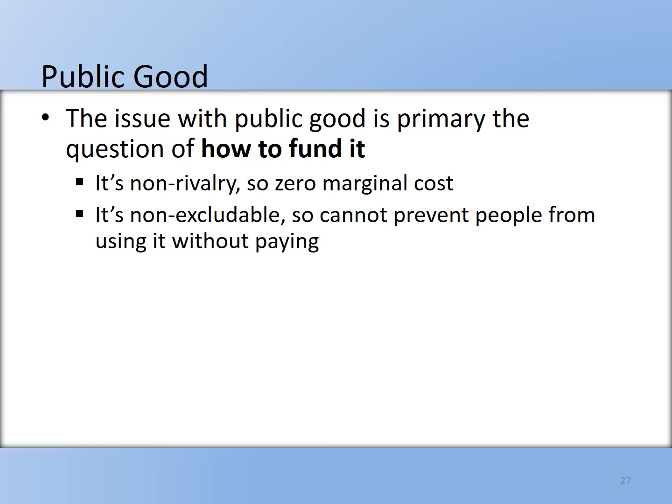Even worse is that it's non-excludable. How are you supposed to charge people if you can't prevent people from using it? The typical example of a public good is a lighthouse, right? A lighthouse, like the one China built recently.